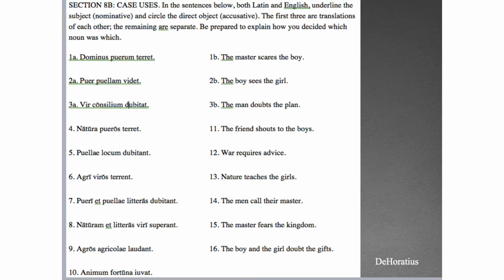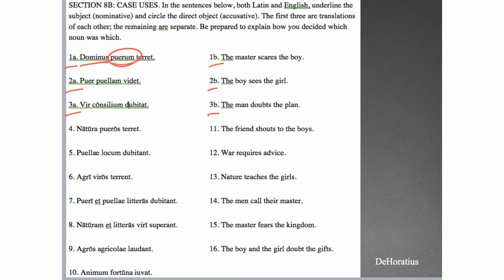All right, so here is some actual Latin. In the sentences below, both Latin and English, underline the subject, circle the direct object. All right, and you'll note that these first three are translations of each other. So numbers 1, A and B, numbers 2, A and B, numbers 3, A and B go together. All right, now the key here is those endings. If we go back, apply that here, all right, the US is the nominative, the UM is the accusative. So dominus is the subject, puerum is the direct object.